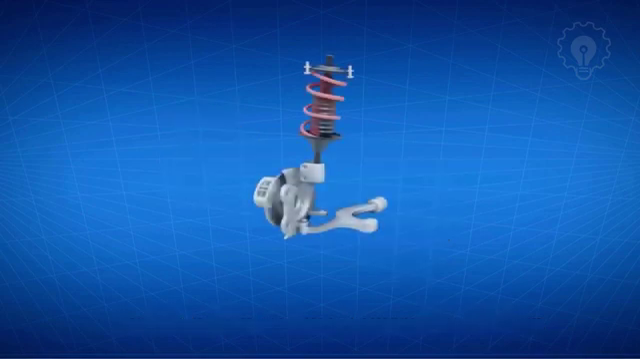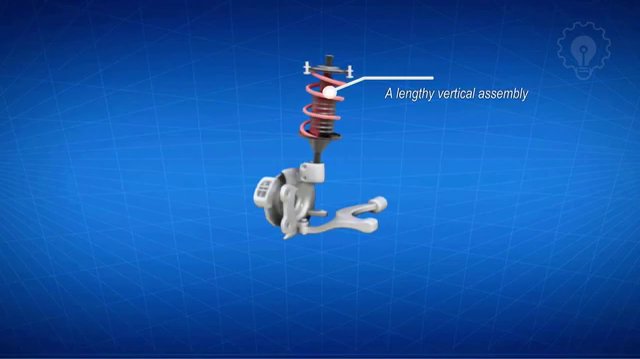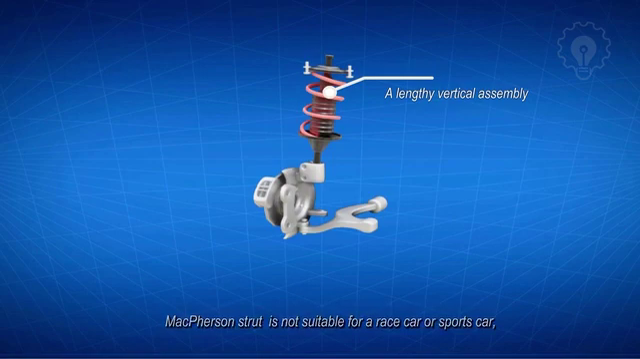The McPherson strut suspension has a lengthy vertical assembly, which would run into problems if needed to lower the vehicle, thus it's not suitable for a race car or sports car, as these types of vehicles are often lowered closer to the ground.